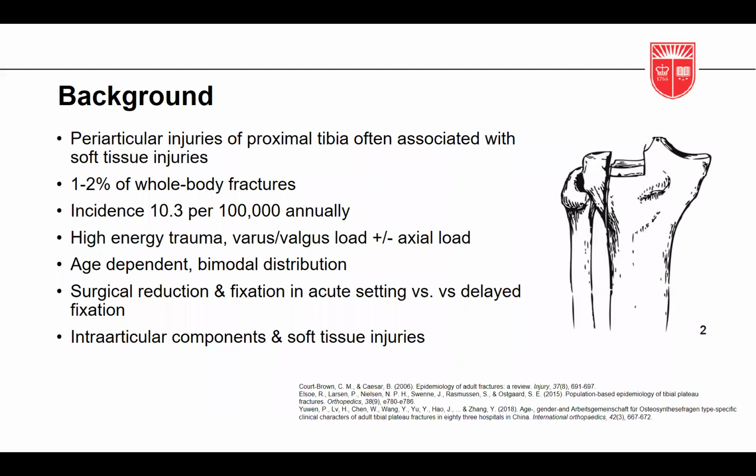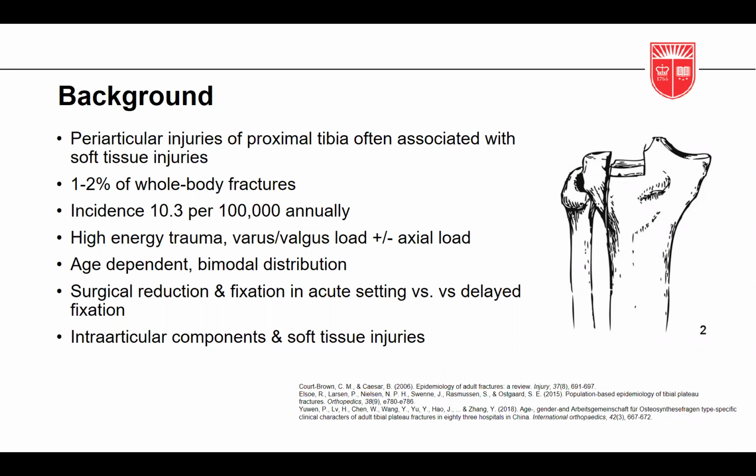So we'll start with some background information on tibial plateau fractures. These are periarticular injuries of the proximal tibia that are often associated with soft tissue injuries. They account for approximately 1 to 2% of whole body fractures, and they have an incidence of 10.3 per 100,000 annually. As for the mechanism of these injuries, they're most commonly from high energy traumas resulting from motorcycle accidents, pedestrians struck by motor vehicles, and falls from height, but they can also occur from lower energy mechanisms as well.